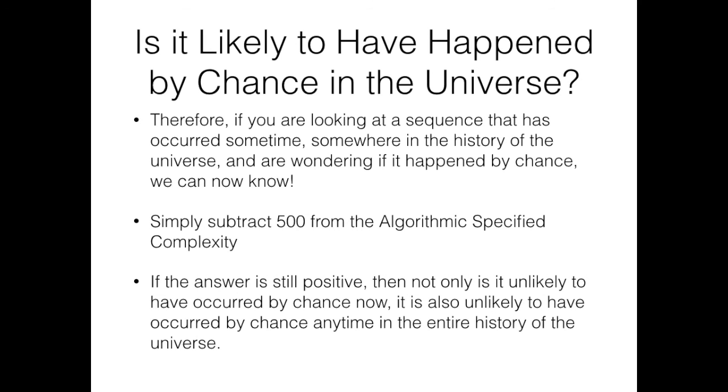So 500 bits is the most for any given probability ever in the history of the universe. So if you're looking at a sequence that has occurred sometime somewhere in the history of the universe and wondering if it happened by chance, we can now know. If we subtract 500 from the algorithmic specified complexity and the answer is still positive, then not only is it unlikely to have occurred by chance now, it's unlikely to have occurred by chance anytime in the entire history of the universe. Okay?